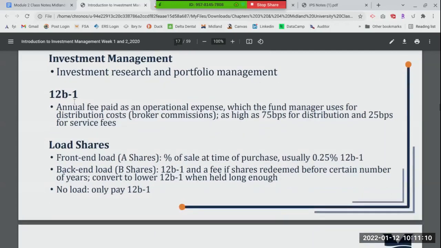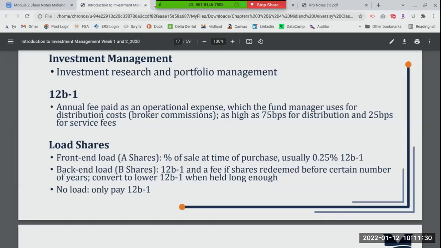There's also things called 12b1 fees. This is an annual fee that's paid as an operational expense, which the fund manager uses for distribution costs. They can be as high as 75 basis points, but typically a 12b1 fee is 25 basis points.